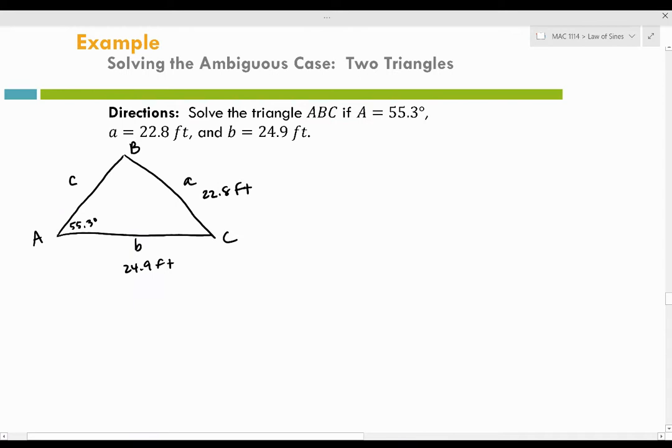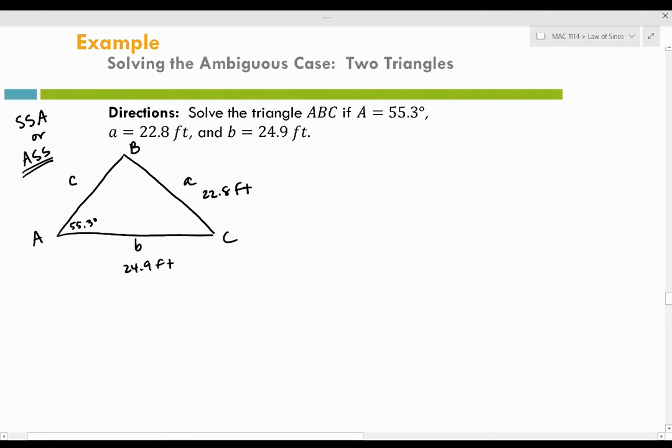Okay, so before we do anything, we need to figure out what kind of triangle we have. What case does it fall in? So for this particular triangle, I have two sides and I have an angle, and the angle that's given is not included between the two sides. If it were included, they would have had to give me angle C, which I don't have. All right. So that means I have a side-side-angle, or as we call it, an SSA triangle.